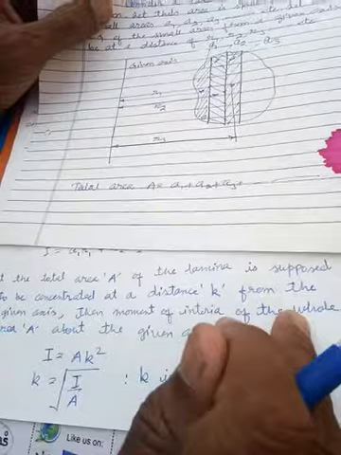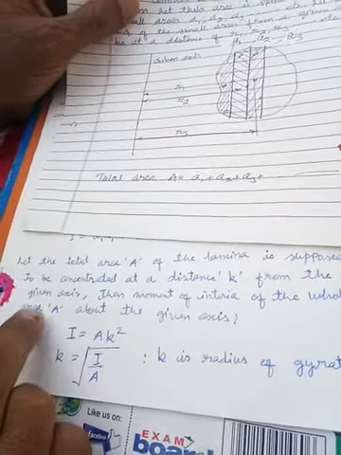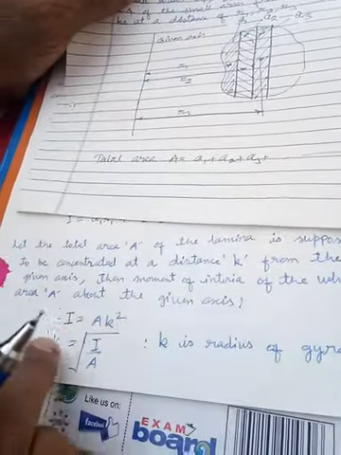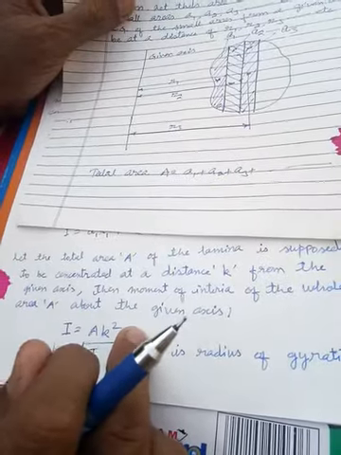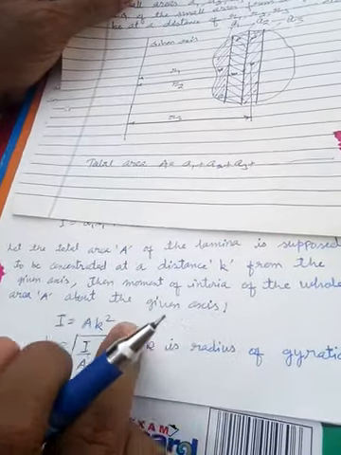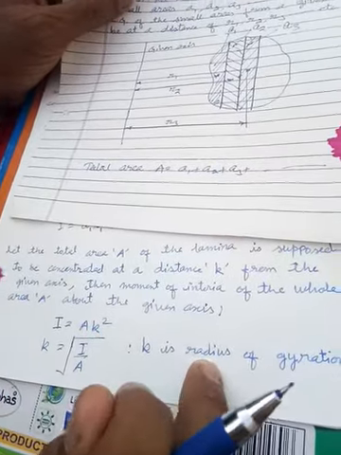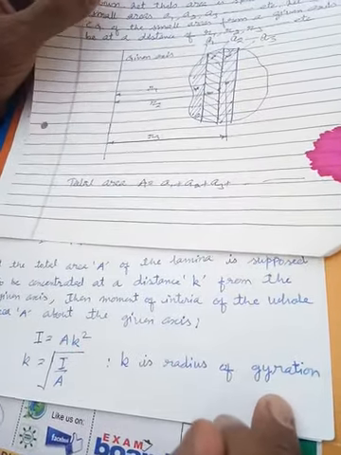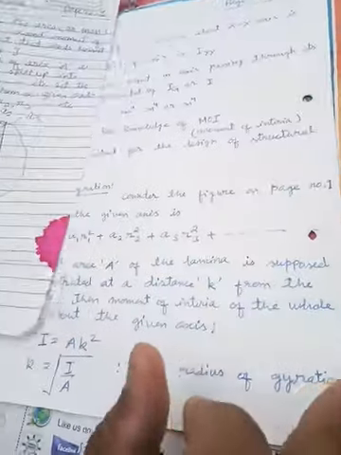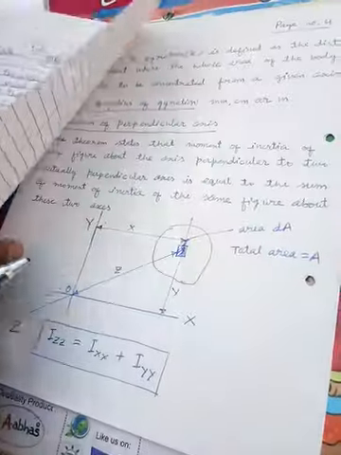Then the moment of inertia of the whole area about the given axis is I equal to A K square. So K is equal to the square root of I upon A. So K is known as the radius of gyration. So what is the definition of radius of gyration?